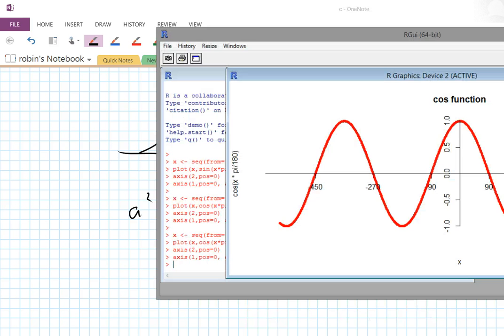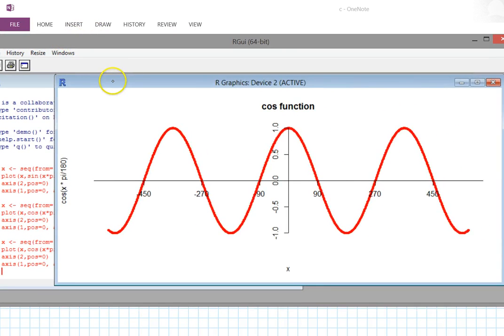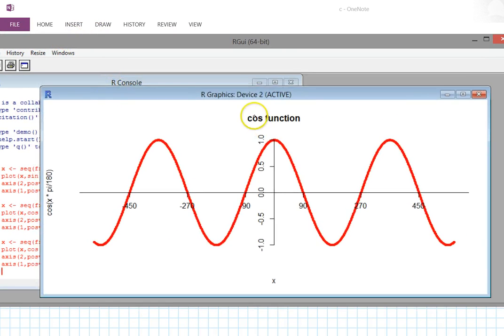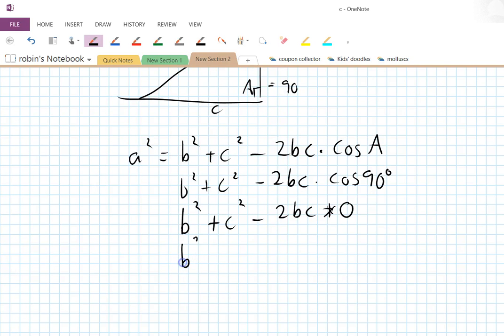And I've even got a picture of it here. Here's the cosine function. I set this up earlier. It's like Blue Peter, I guess. Here's the cosine function. It goes up and down, up and down, up and down. Cos 0 is 1, and cos 90, you can see here, is 0. Well, that's great. So what that means is it's b squared plus c squared with no correction. So a squared equals b squared plus c squared, which is just Mr. Pythagoras and his wonderful theorem.